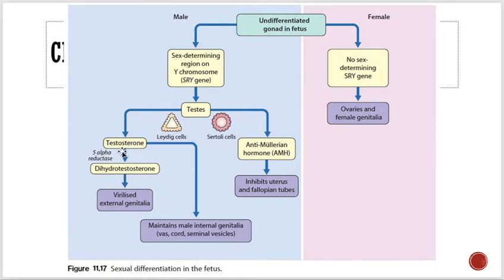Sometimes the body cannot produce androgens. Or sometimes, for example, there is a 5 alpha reductase deficiency. So what will happen? Testosterone will not be changed into dihydrotestosterone, and there will be decreased virilization of the external genitalia. So this is one of them.